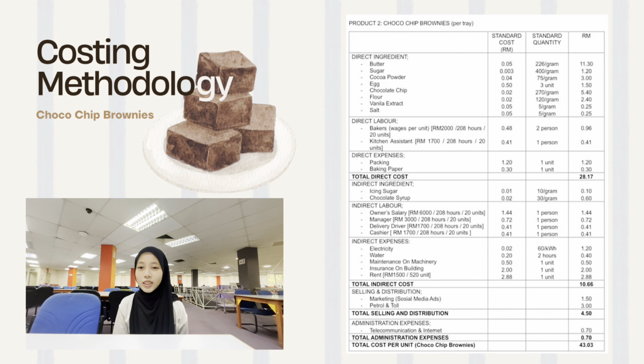The document provided is a job cost card for calculating the total cost per unit of producing a single tray of chocolate chip brownies. Job costing is used here to track every specific cost involved in production, which is then categorized to find the exact cost per unit. Here is a step-by-step explanation of how the total cost is calculated based on the image.